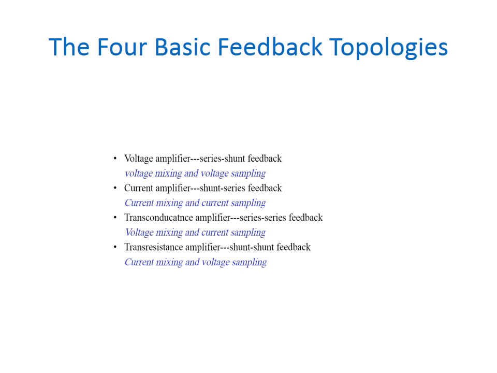The third type is the transconductance amplifier. Here the mixing is voltage and sampling is current. That is why it is called a series feedback network. Then the fourth one is the transresistance amplifier. Here current mixing and voltage sampling are used. That is why it is called a shunt feedback amplifier.